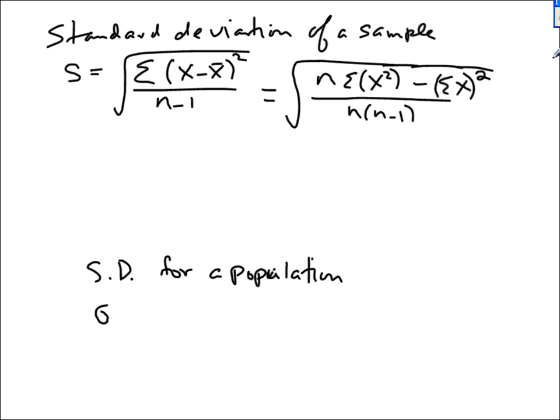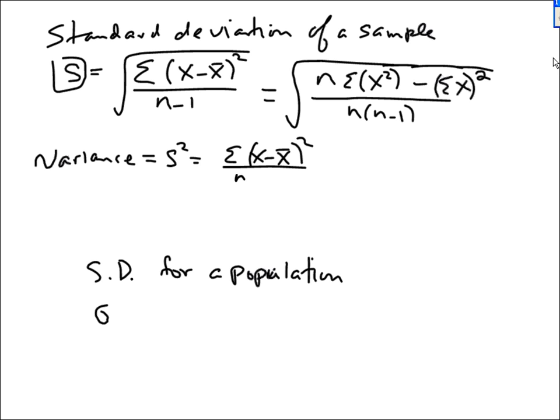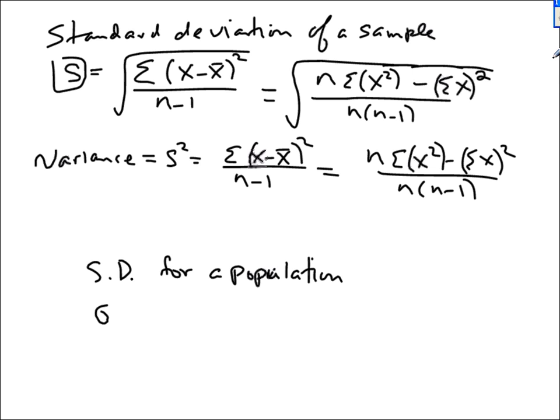There's something called the variance. The variance is just what's underneath the square root sign. If you square this, you get s squared. If you square the other side of the equal signs, you just get what's underneath the square root signs. You get that, and you get this. These are two ways of calculating the variance. Just don't take the square root.